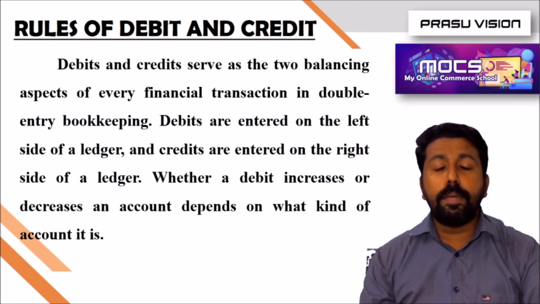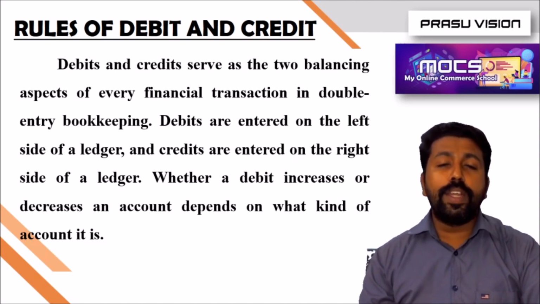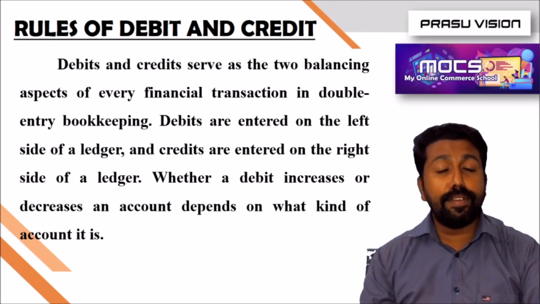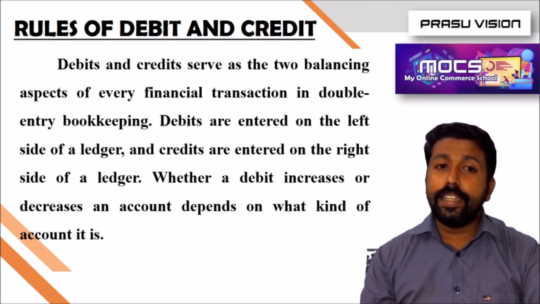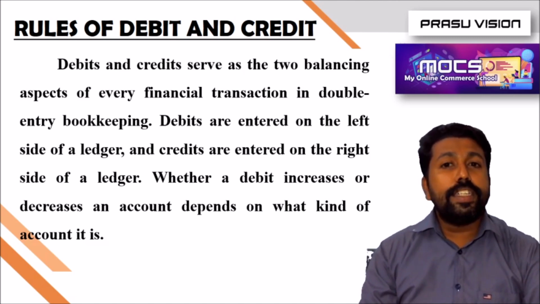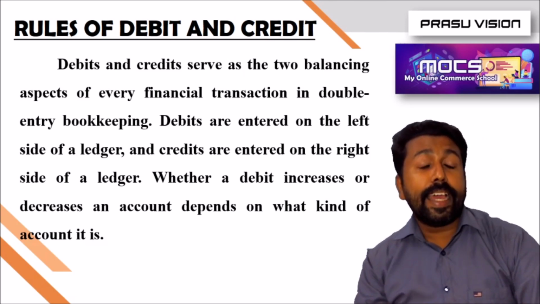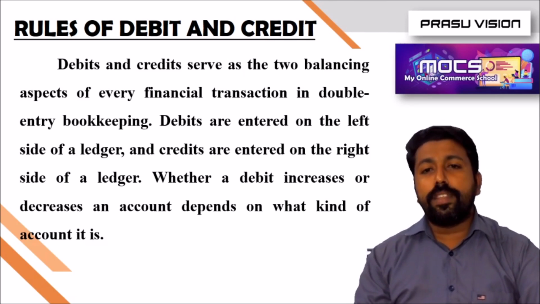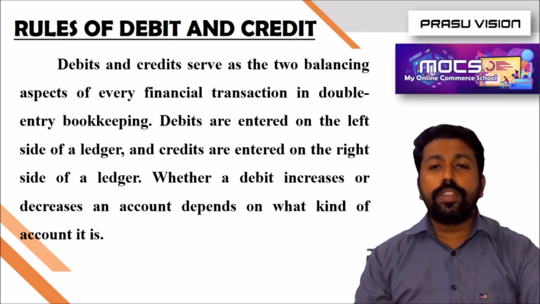So we have to remember every account has two sides. The debit side is on the left and the credit side is on the right. Whether a debit increases or decreases an account depends upon what kind of account it is. So, depending upon the nature of the account, we are giving the rules. We are using the rules.